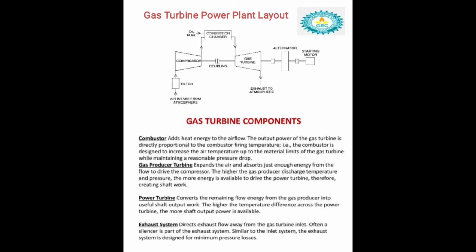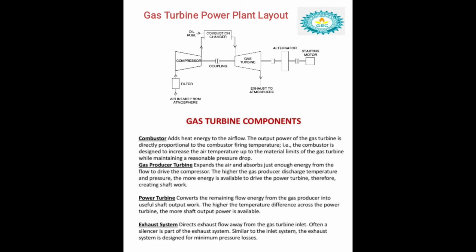In the combustion chamber, the fuel and air are mixed and ignited and it releases hot gases. That hot gas hits the gas turbine. Here the gas turbine shaft and alternator shaft are both coupled. When the gas turbine is rotated, the alternator and compressor are simultaneously rotated. The gas turbine gives the work output, converting the kinetic energy into mechanical energy, and the alternator converts the mechanical energy into electrical energy. This is the working of the gas turbine power plant.